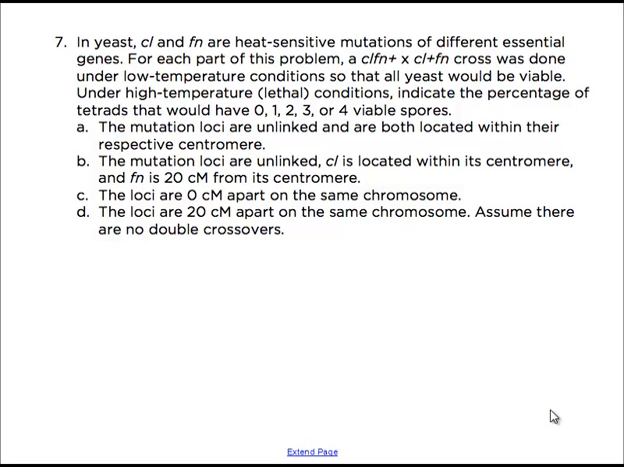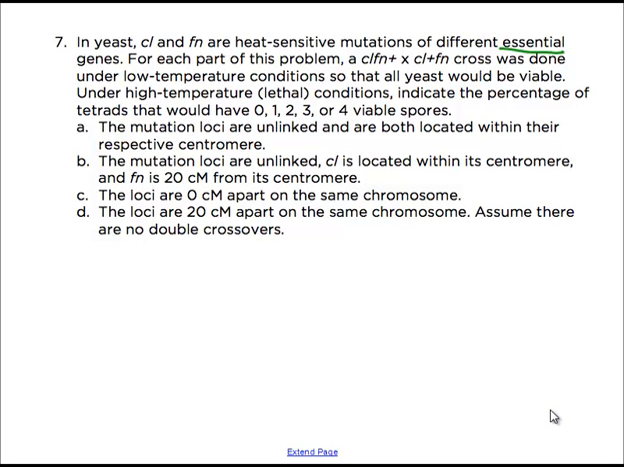Okay guys, so basically what they're telling us here, it's very important obviously to get down what do we know and what are we being asked. These genes, whatever they are, CL and FN, they are essential. That means you need a working copy of both of them for cells to be alive. So the CL or FN mutation, if either one of them is mutant, you're going to not have a living cell. Since they're heat sensitive, this will only go into effect when the temperature is raised to the so-called lethal or restrictive temperature.